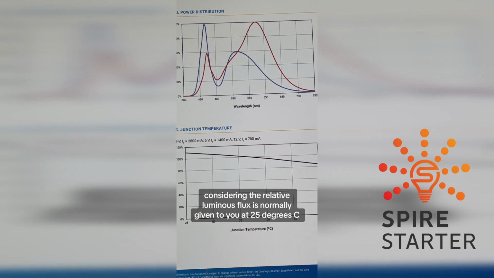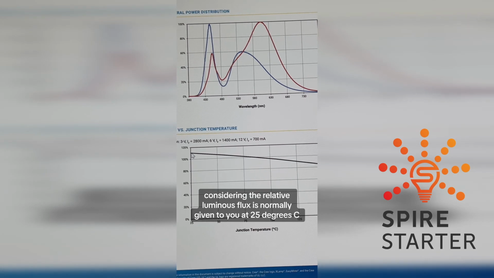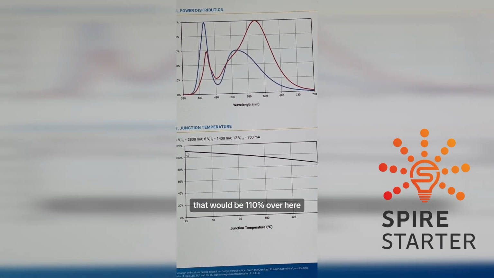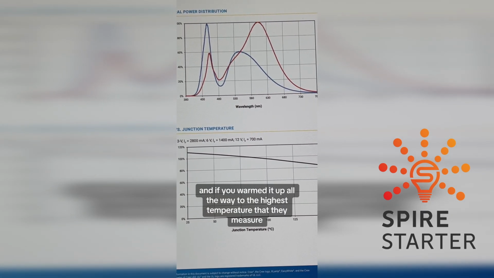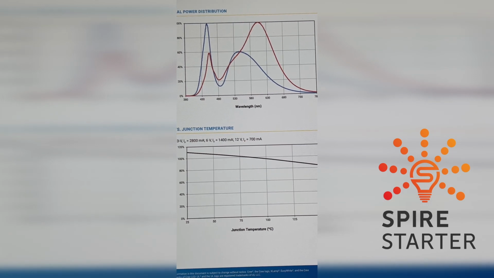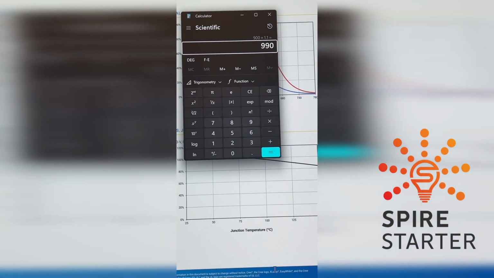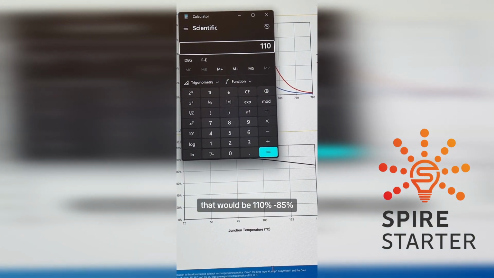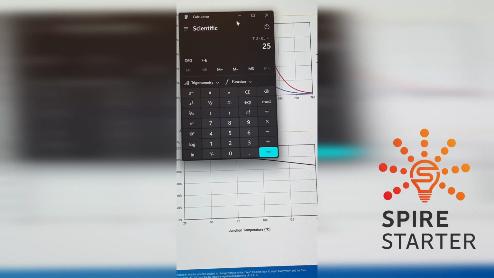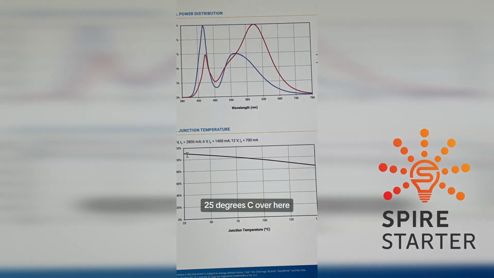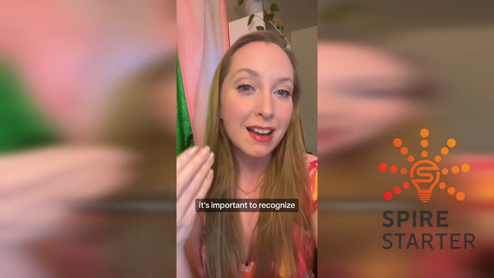Now let's look at this chart considering the relative luminous flux is normally given to you at 25 degrees C. So for this chart, that would be 110% over here. And if you warmed it up all the way to the highest temperature that they measure, which is 150 degrees C, that would be about 85%. So let's bring out the calculator again. That would be 110% minus 85%. That's a 25% difference between 25 degrees C over here, and when you warm it up to 150 degrees C. That's a big difference. First of all, it's important to recognize that this happens, right?